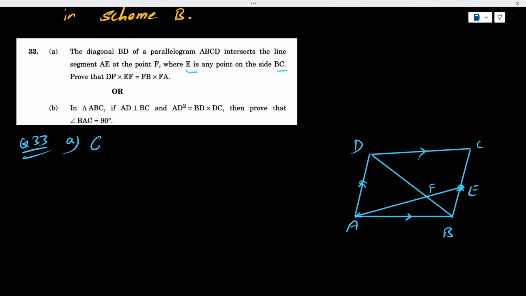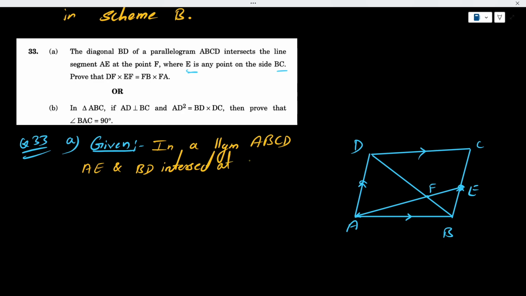So what is given here? First, in any geometry question, you will always start with given, to prove, to find, and then you are going to solve it or prove it. So given here: in a parallelogram, what is that parallelogram? ABCD, right? What is given here? AE and BD intersect at F, right? AE and BD intersect at F, right? We don't have any other thing.